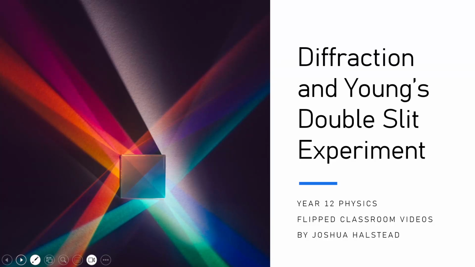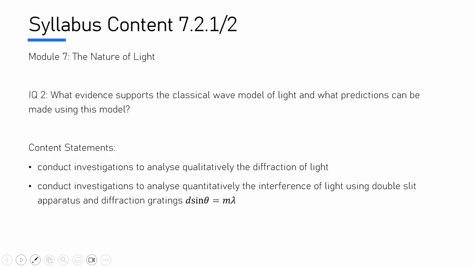G'day, in this video we're going to be looking into diffraction and Young's double slit experiment, which helped to verify the work of Huygens and his wave model. In this video we're looking at dot point 7.2.1 and 2. We're still looking at the classical wave model of light and the predictions that can be made using it, some of the phenomena that can be explained by the wave model.